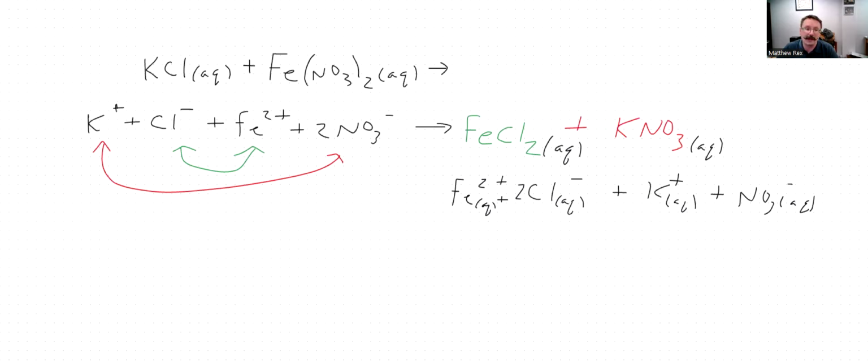Every single thing is a spectator ion, so this would be no reaction. Or specifically, no precipitation reaction, and therefore no net ionic equation to write here. Because everything, like I said, is going to cancel. Cancel, cancel, cancel.